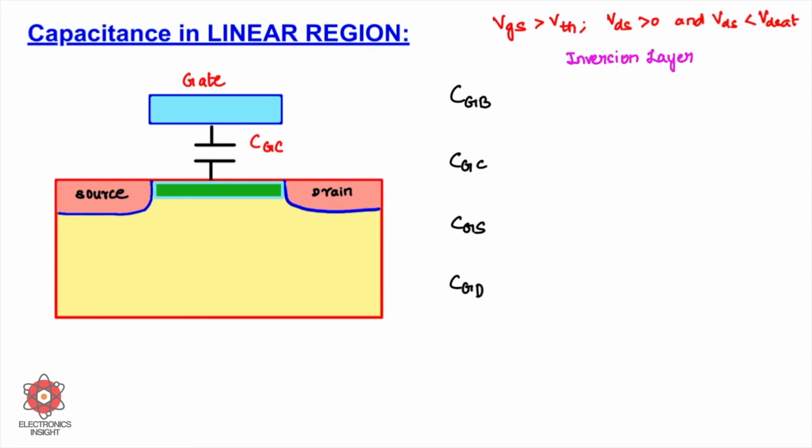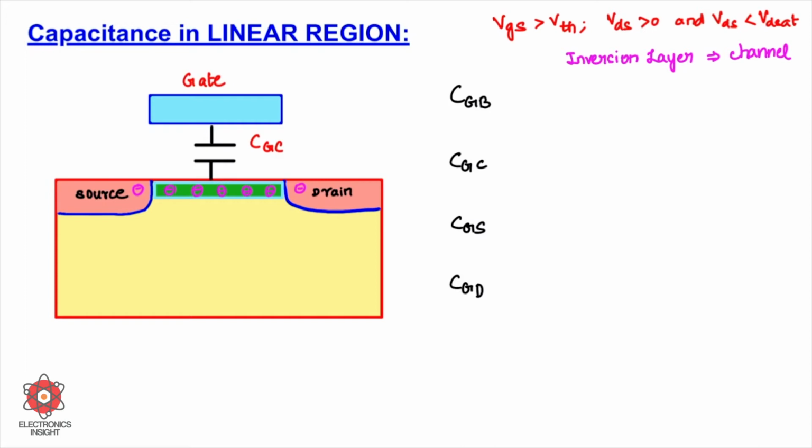Of course, in the inversion layer there is a formation of channel with rich flow of electrons, and when you apply a positive voltage, the electrons will move from source to drain, and hence there will be current induced, that current will increase linearly with respect to your VGS. Now, we are interested in calculating the different capacitances in a MOS transistor.